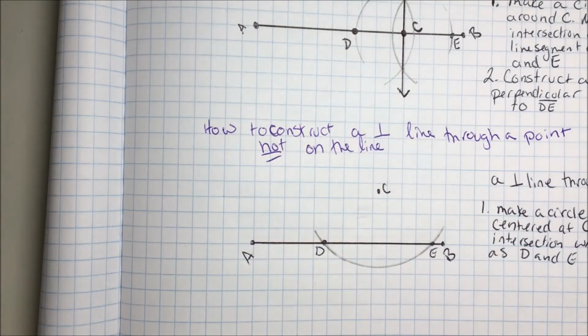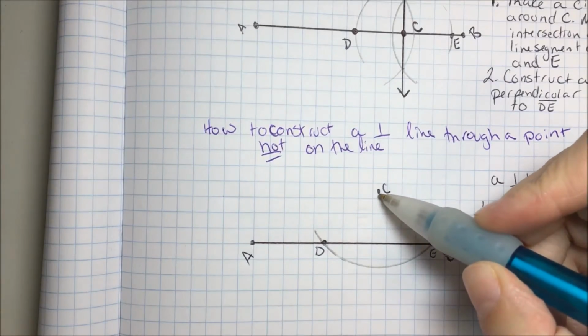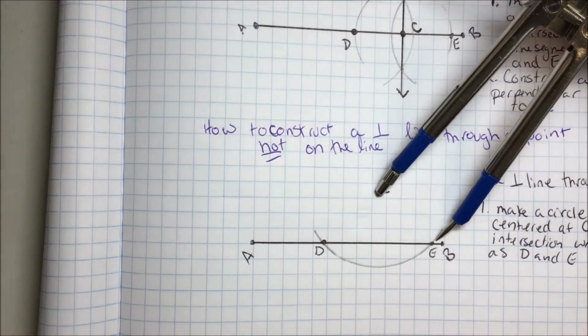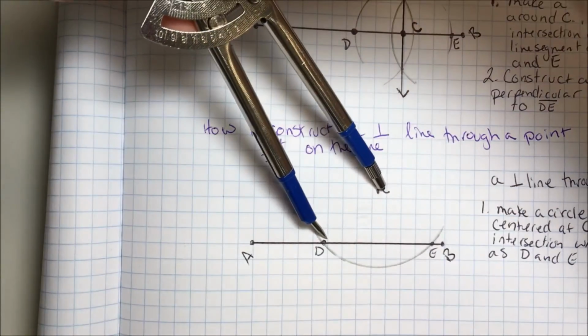Okay? Now, again, I know that C is equidistant from D and E because I found D and E by using the same radius, same length.